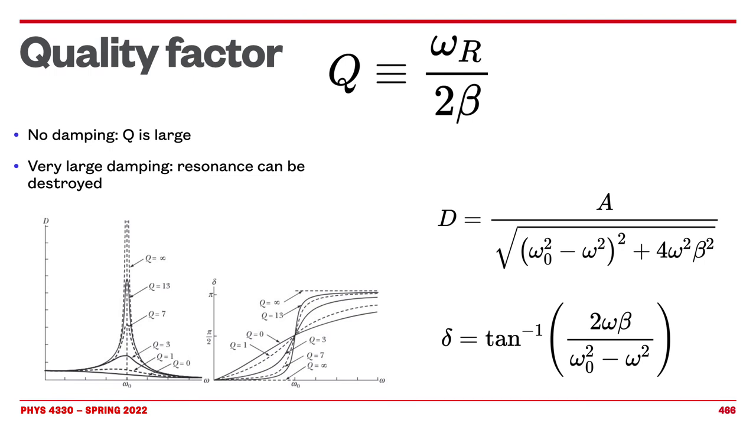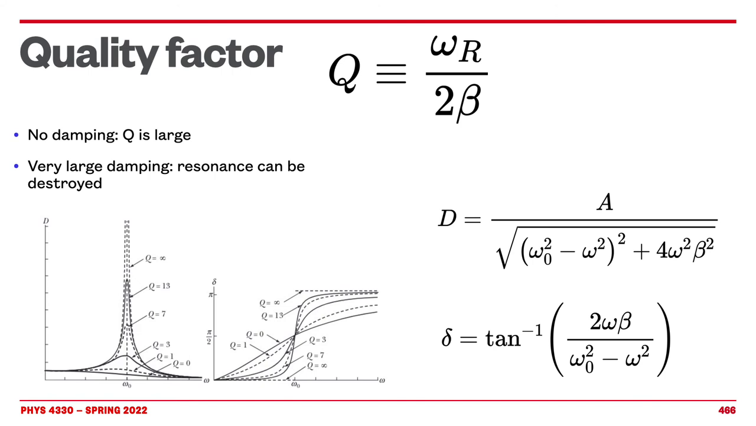And on the right-hand side, you have the value of the dephasing delta, which goes, of course, from the maximum at infinite quality, in other words, no damping, to the flatter situation when there is a very, very large damping at Q equals zero.